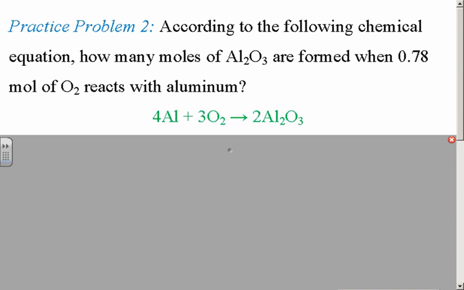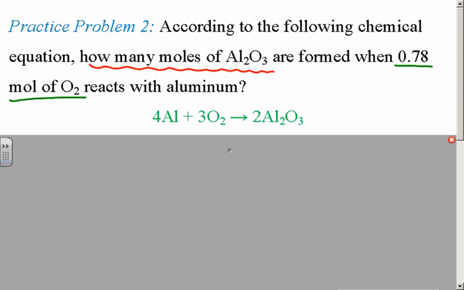Let's go on to practice problem 2. In practice problem 2, again, they give you a chemical equation, and then they ask you, according to that equation, how many moles of Al2O3, aluminum oxide, are formed when 0.78 moles of oxygen reacts with aluminum. The number you're given here is 0.78 moles of O2. Go ahead and pause the video at this point while you try this calculation by yourself.